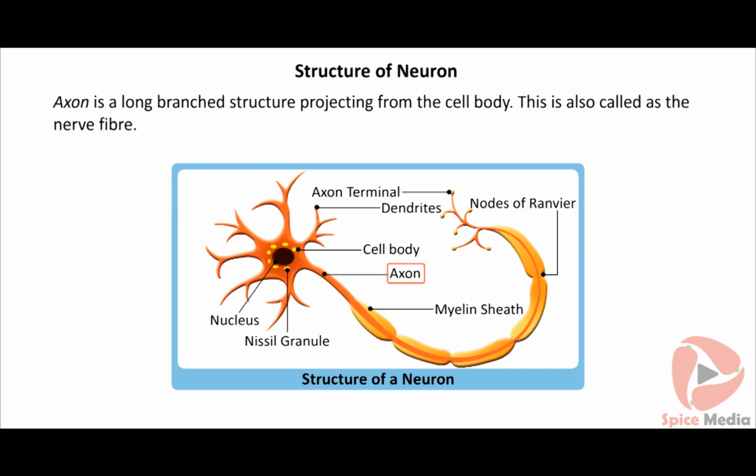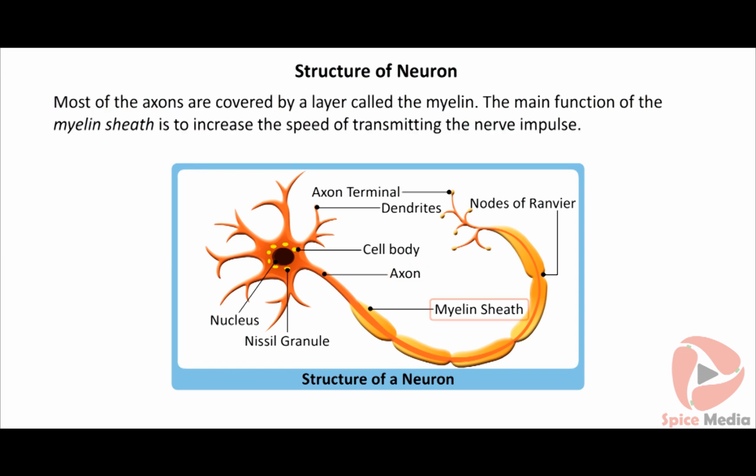Axon is a long branched structure projecting from the cell body. This is also called the nerve fiber. Most of the axons are covered by a layer called the myelin. The main function of the myelin sheath is to increase the speed of transmitting the nerve impulse.